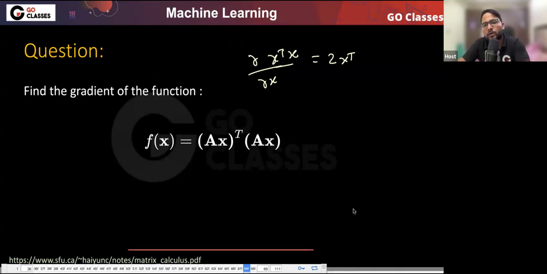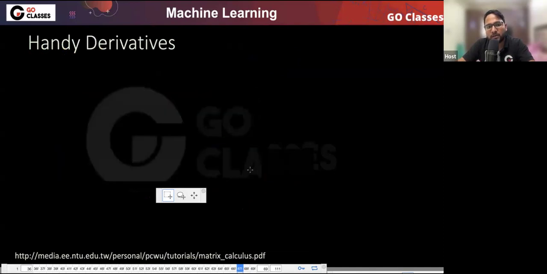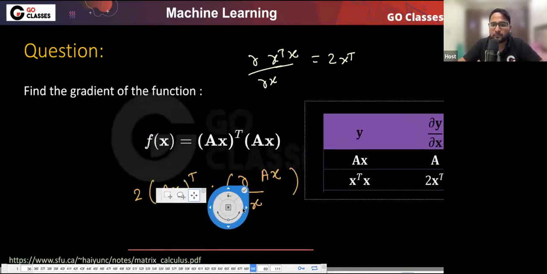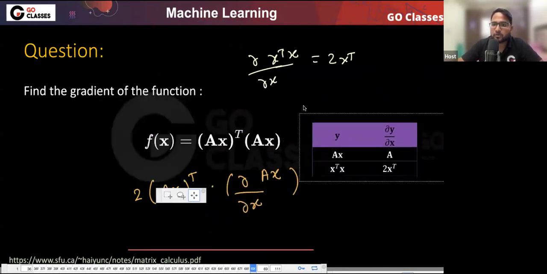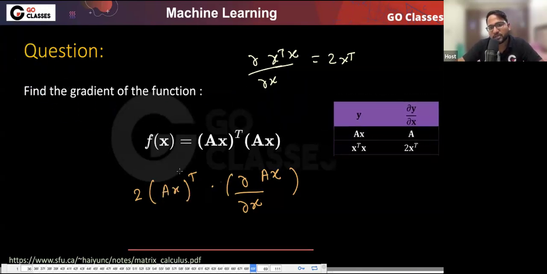Now, according to our notation, differentiation of AX with respect to X is just A. So basically, I'm just using these two formulas directly, and I'm also using the chain rule to compute this. So the differentiation of AX is actually A. So finally, this will follow to, you can take, this is transpose. Is this fine to everyone?